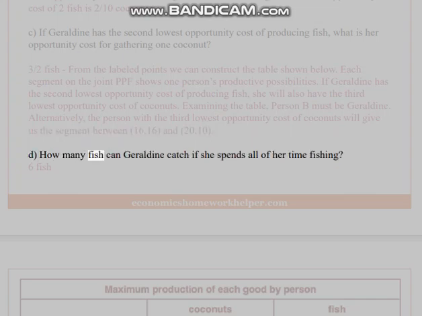D. How many fish can Geraldine catch if she spends all of her time fishing? 6 fish.